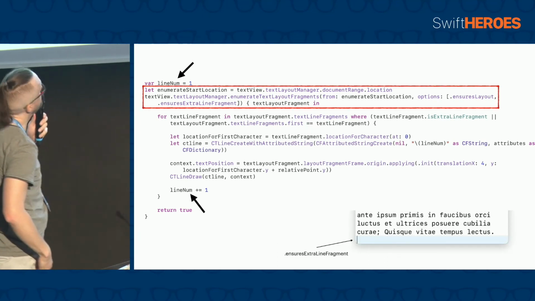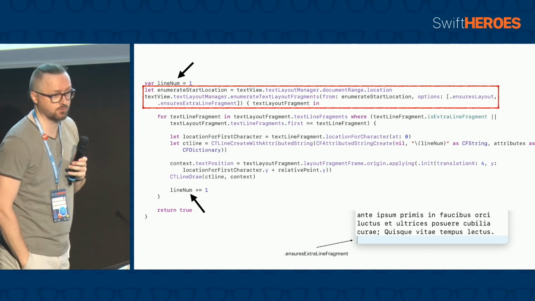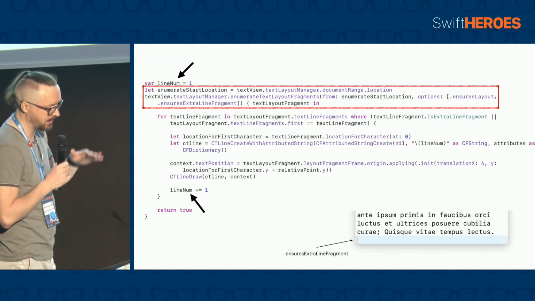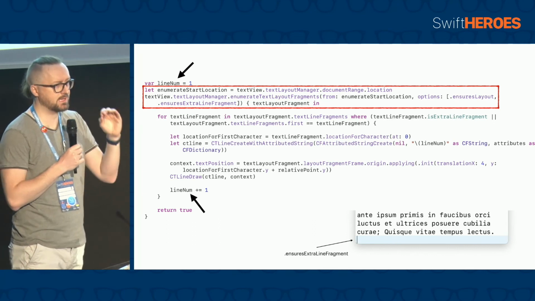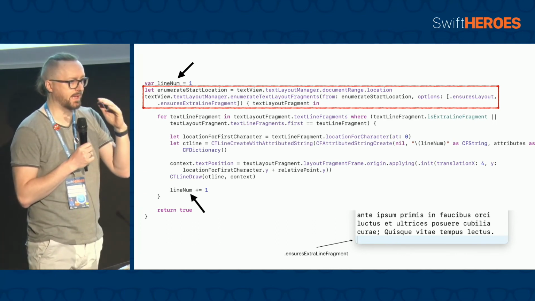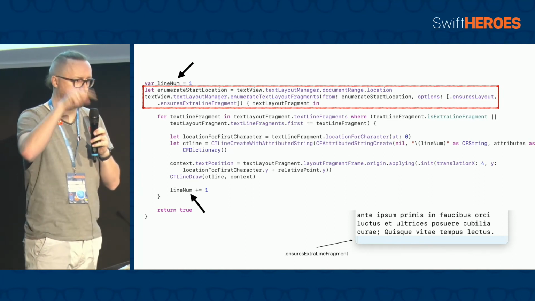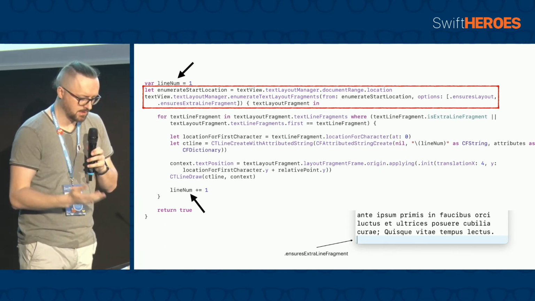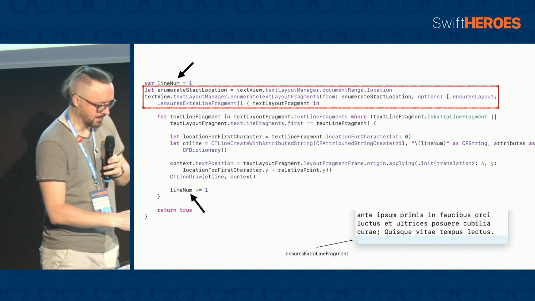What do we have? First is enumerate text layout fragments. So get me all the fragments with the options ensuresLayout and ensuresExtraLineFragment. The extra line fragment is the one on the bottom. If you work with a text editor, you notice that when you go to the bottom, there's no real text, but there's something. It's called the extra line fragment, and it's handled by the layout manager.